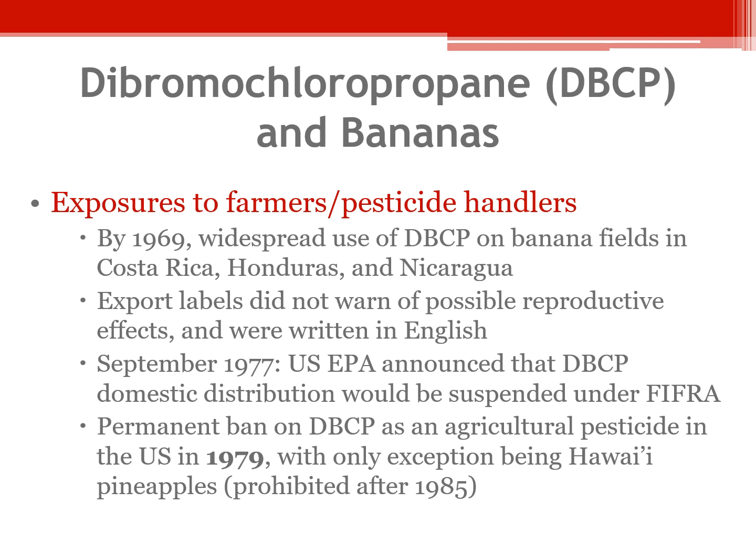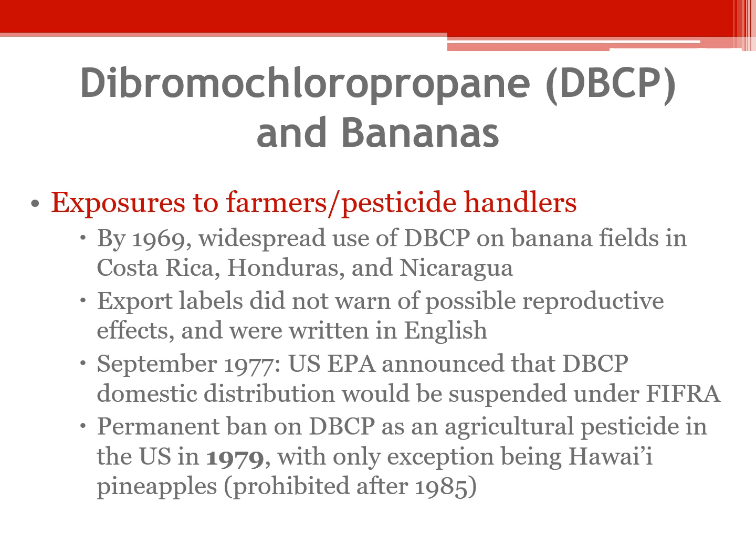Way back in 1969, DBCP was being widely used on banana fields in Costa Rica, Honduras, and Nicaragua because, again, throughout the 1960s, it was improving yield and making bananas grow greater than they'd ever grown before. During this whole period, the export labels for the DBCP did not warn of possible reproductive effects, and furthermore, they were all written in English. They were not translated into Spanish so that workers could actually understand what these export labels said.